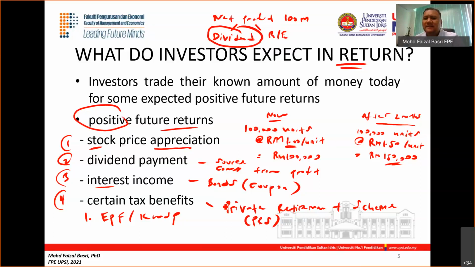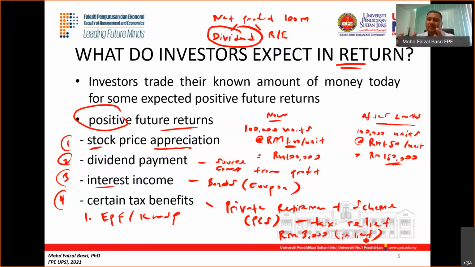So what kind of benefits do you get when you invest in PRS? You can get benefits in the form of tax relief. For PRS, I think it is RM3,000, I'm not sure whether there is an increase. RM3,000 relief.